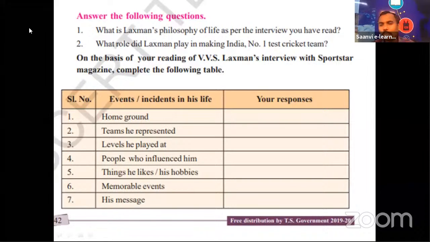One more thing is there, becoming a member of the Indian cricket team.